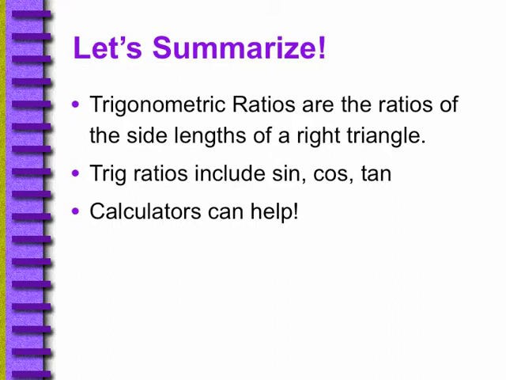And finally, there's a little memory device that I thought might be good to show you. And that's SOHCAHTOA. You'll hear maybe a teacher say this. I usually have kids practice saying SOHCAHTOA. Sine is opposite over hypotenuse, cosine is adjacent over hypotenuse, and tangent is opposite over adjacent.